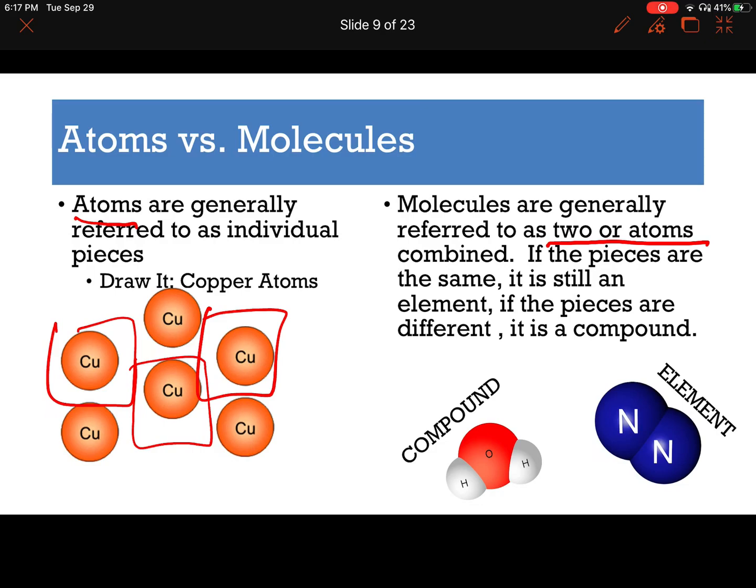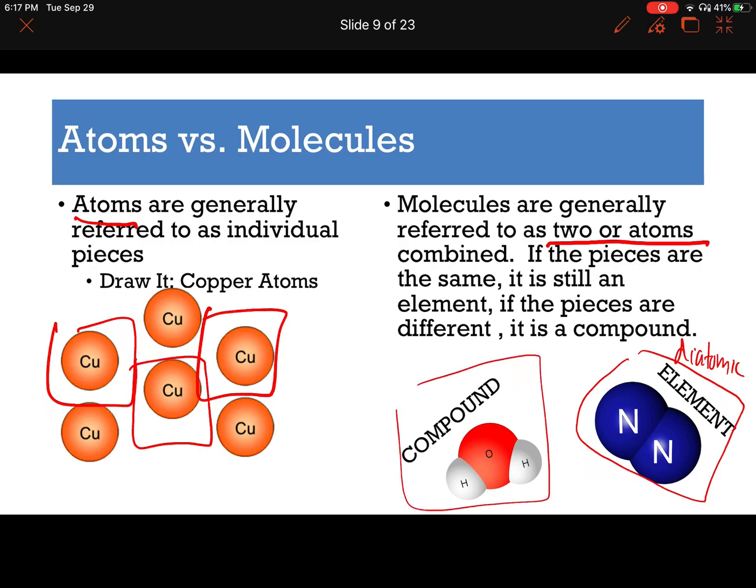So if the 2 pieces that are connected are the same, that is a diatomic element. So here we have 2 N's connected. Because we have 2 of them, that's a molecule. And here we have a molecule of water, but it's a compound because you have 2 different elements connected. So if you have one thing by itself, it's an atom. If you have 2 or more atoms connected together, it is a molecule. If those 2 things are the same, it's a diatomic element. If those 2 or more things are different, it is a compound. Okay.